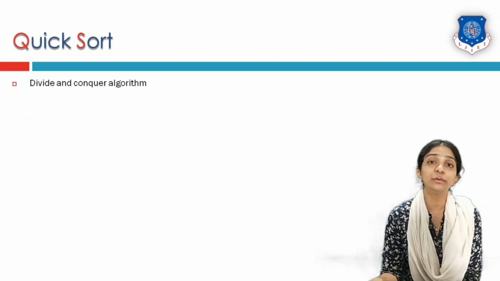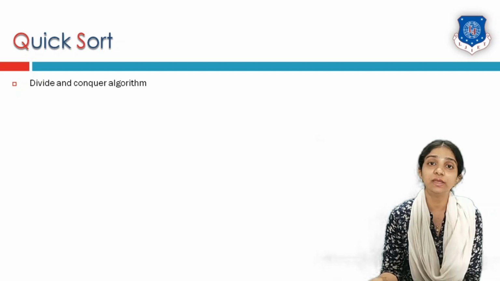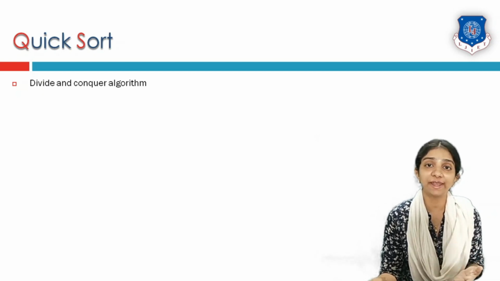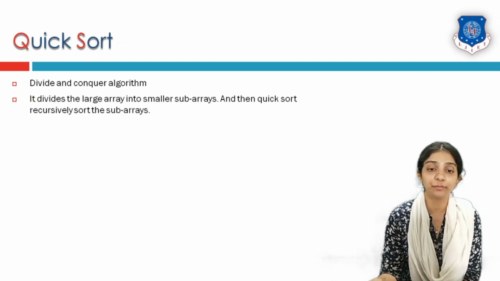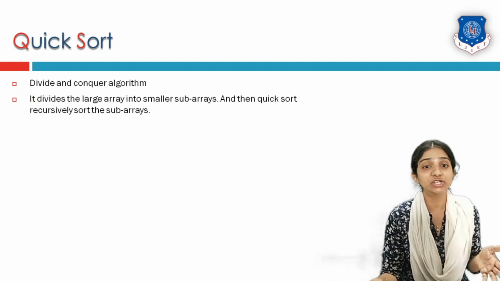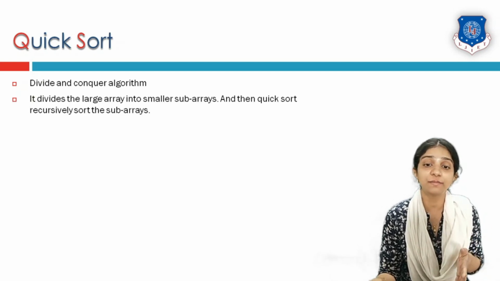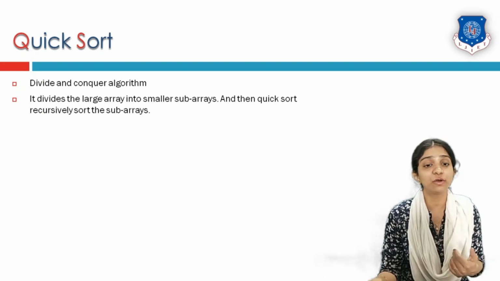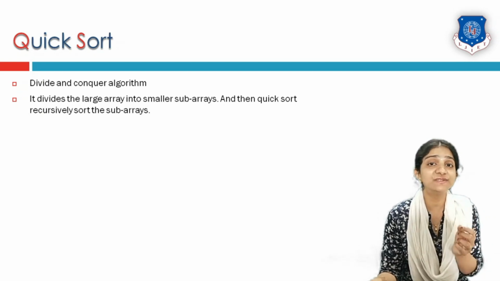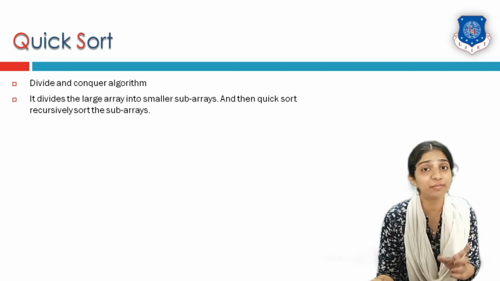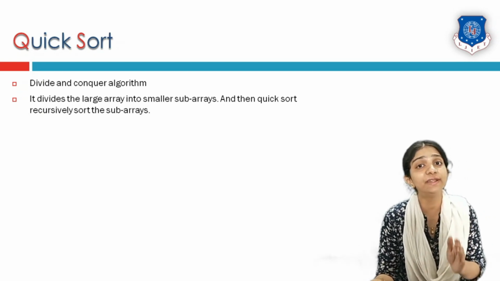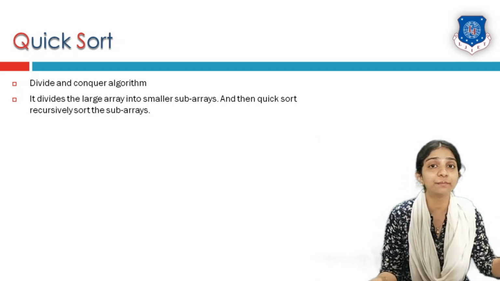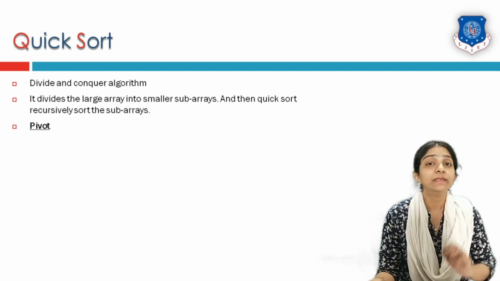Quicksort is also a divide and conquer technique, just like merge sort, to sort the elements of an input array. It divides a larger array into smaller subarrays, then again applies quicksort recursively. Now, how this division of an array is performed is different in quicksort as compared to merge sort.